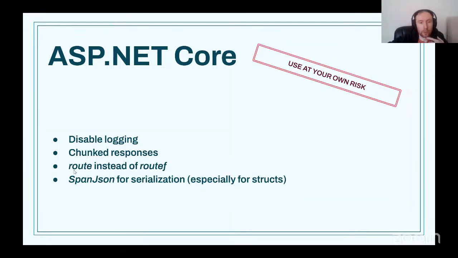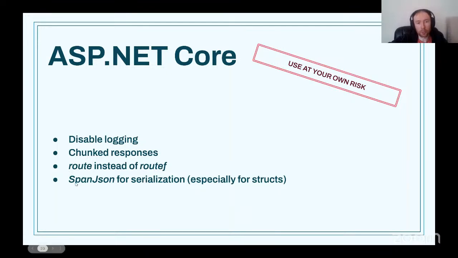Then for benchmarks with URL parameters, I use route instead of routef. Routef is good in your business line applications because it makes your code safer. Whenever the URL parameter changes, the type changes, and you have to handle it to fix the compilation error. So it's safer, but it also involves reflection. That's why it's a bit slower. And that's why in the benchmark, I use just route instead of routef.